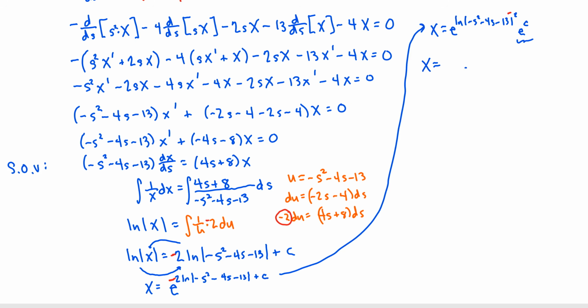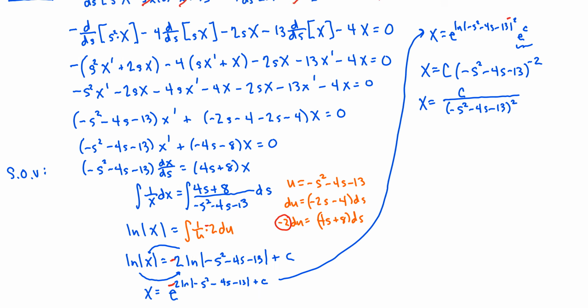Big X is c times negative s squared minus 4s minus 13 to the negative 2. Or if you wanted to write that as a fraction, big X is c over negative s squared minus 4s minus 13 squared. Okay? So the good news is we have found big X, but we're looking for little x.